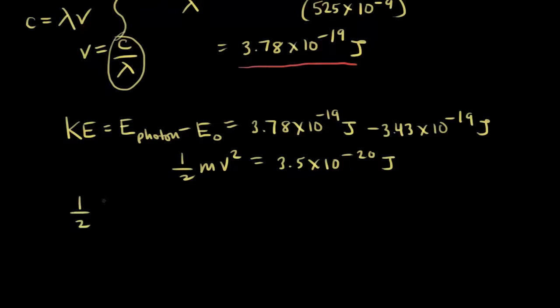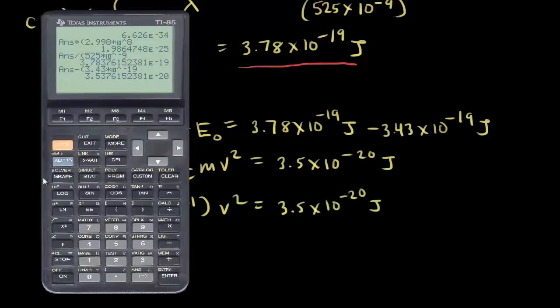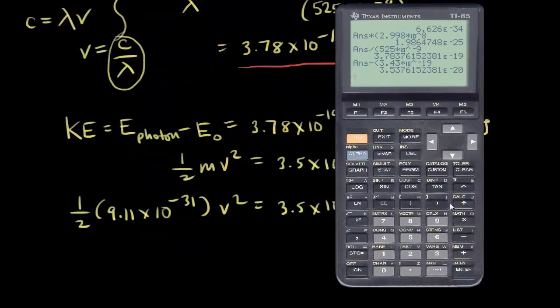The problem asked us to solve for the velocity of the photoelectron. So all we have to do is plug in the mass of an electron, which is 9.11 times 10 to the negative 31st kilograms, times v squared. This is equal to 3.5 times 10 to the negative 20. So let's do that math. So we take 3.5 times 10 to the negative 20, we multiply that by 2, and then we divide by the mass of an electron, 9.11 times 10 to the negative 31st. And this gives us that number, which we need to take the square root of.